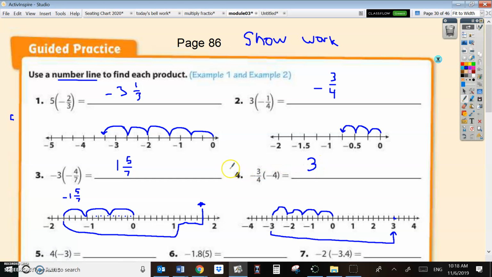By the way, what would this look like in a picture? Here's 4. 1, 2, 3, 4. And then we just want 3/4 of that 4. So there's, let's make that smaller. 1/4, 2/4, 3/4. So 3 is 3/4 of 4. Great.